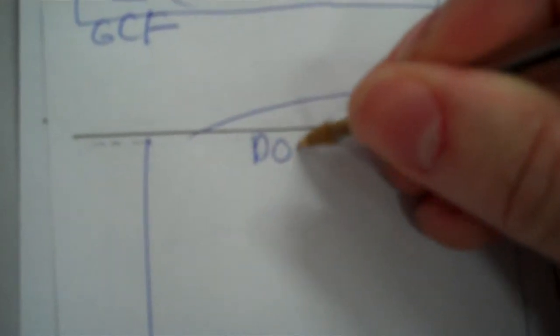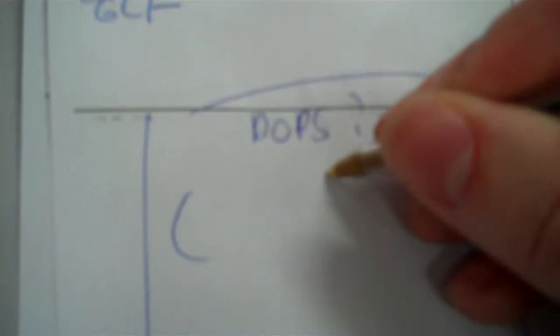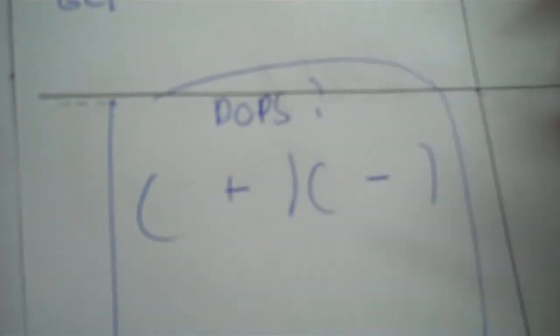Okay, 36x to the second power minus 121. Okay. So GCF and DOPS. So we don't see x on the end. We don't see the negative in the front. Okay.